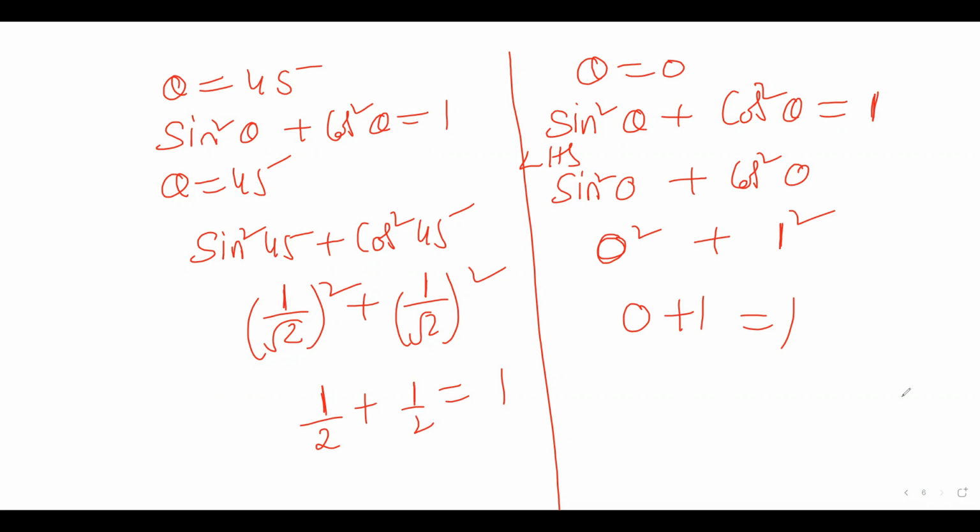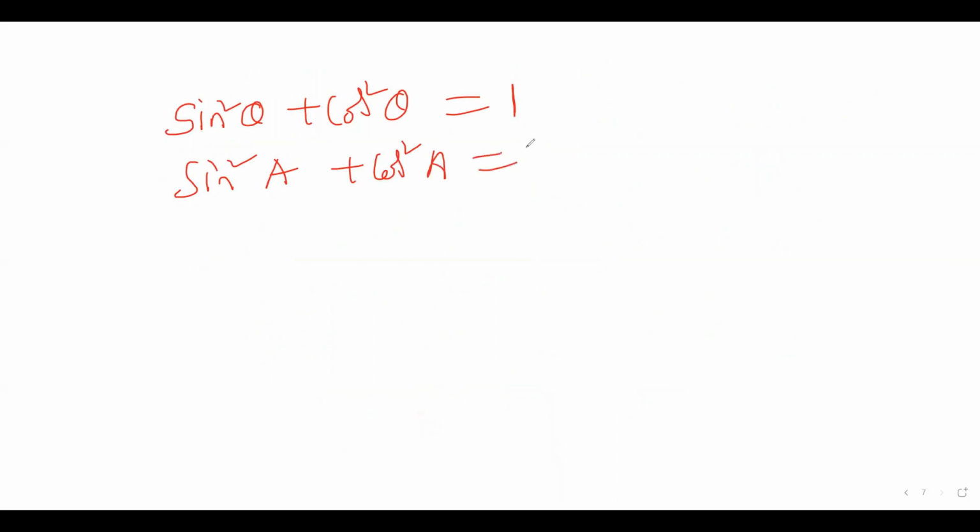Okay. Even if you take theta is equal to 90, definitely you will get 1. So sine square theta plus cos square theta is equal to 1. Whenever you see sine square theta plus cos square theta, you should write it as 1. Sine square a plus cos square a will also be equal to 1. Sine square alpha plus cos square alpha is equal to 1. Got it?